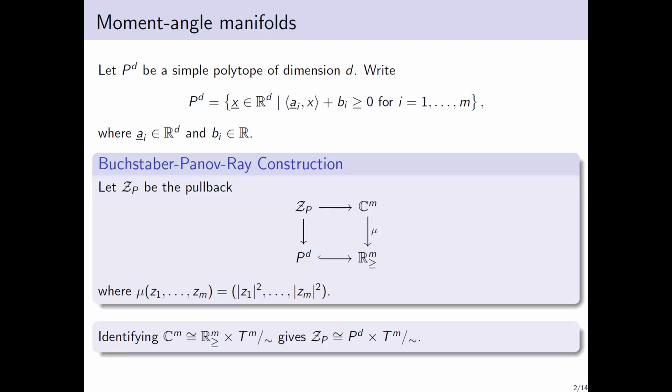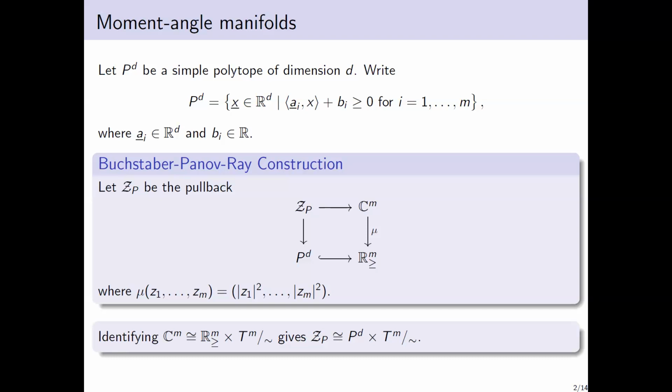On the other hand, we have a map mu from C^m to R^m greater or equal to 0, given by mu(z1, ..., zm) to the point such that the ith coordinate is the norm of the ith coordinate of the point in C^m. So in this case, we can define a moment angle manifold as the pullback of this embedding of P^D to R^m and the map mu. So this is the definition for the moment angle manifold.